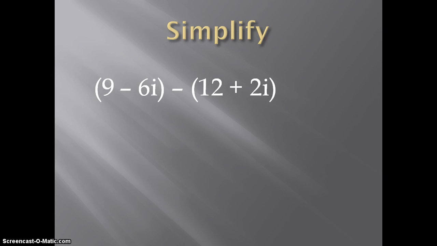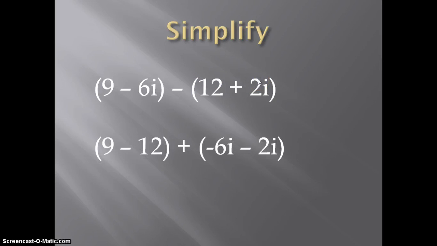Another example. This one is a little bit different. Here I have the negative sign, so I'm going to need to make sure that you distribute it to the 12, and you distribute it to the 2i when you combine your like terms. So I have 9 minus 12 plus negative 6 minus 2i. Combine those like terms, and I have negative 3 minus i.